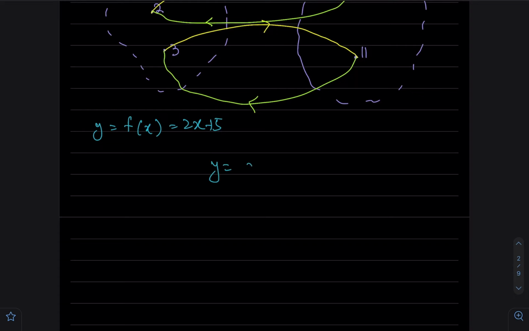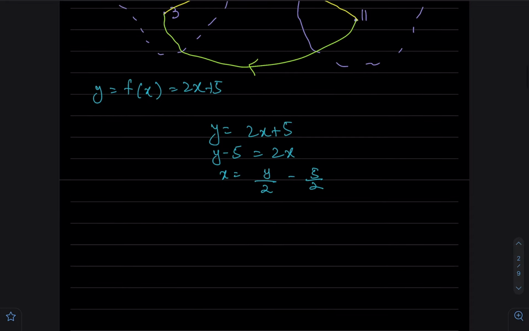Y equals 2x plus 5. Now I'm going to solve this for x. If we subtract 5 on both sides, we'll get y minus 5 equals 2x. Now we're going to divide both sides by 2, so we get this. Okay, and this is literally our inverse function.